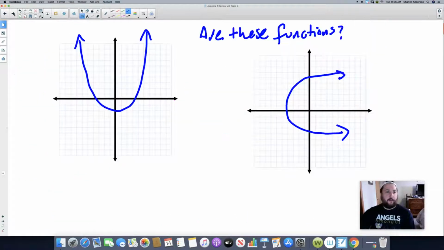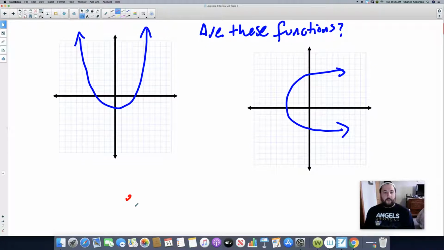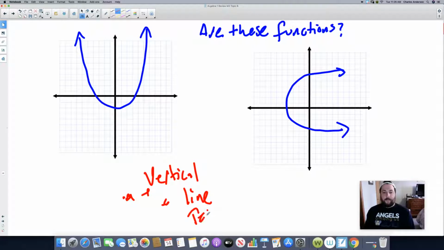The other way, it could be written as a graph. So you're looking at some graphs, and are these graphs functions? The easy way to do that, recall, is the vertical line test. Pretty easy to do. So if you have a graph, remember, in order to be a function, for one input, it's got to be one output.